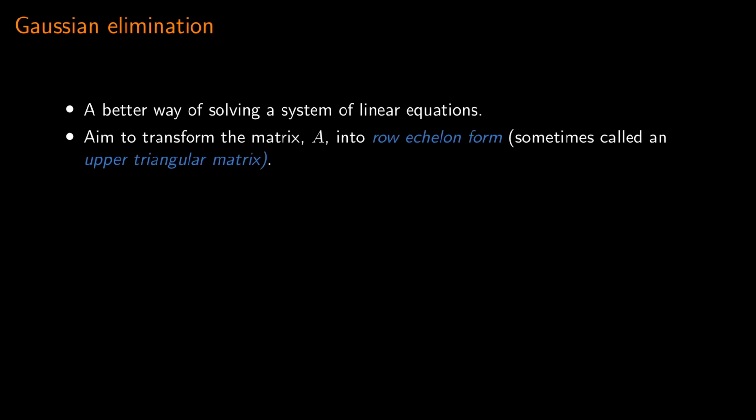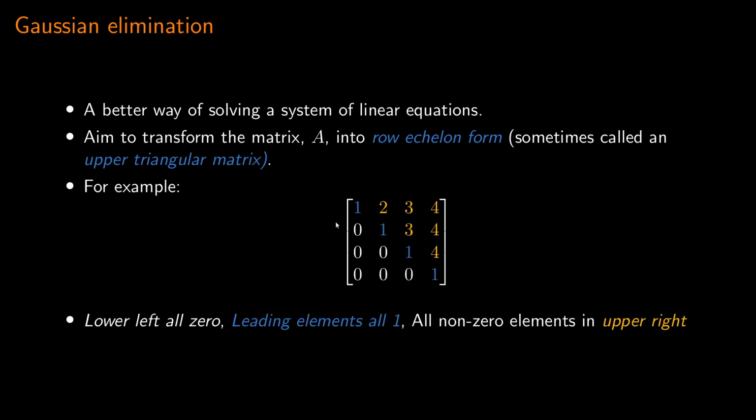So let's first of all look at how we can use Gaussian elimination to solve a system of linear equations. Now, our aim is to transform the matrix A into what's called row echelon form, or sometimes called an upper triangular matrix. And that means something that looks like this. So as you see in this example, all of the elements in the lower left are 0. All of the leading elements here in blue are 1, and all of the remaining elements in the upper right, which are coloured yellow here, are all the non-zero elements.